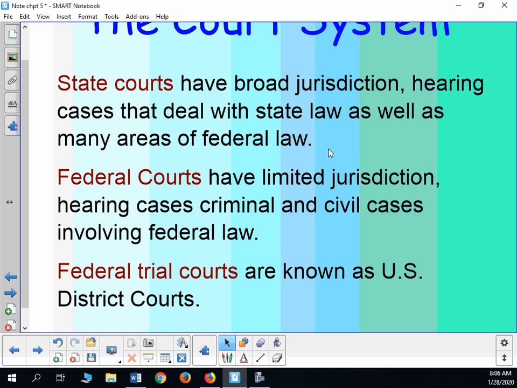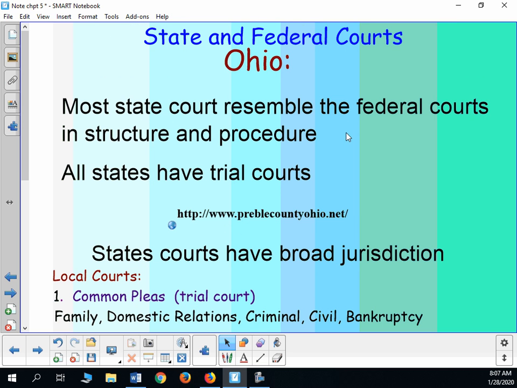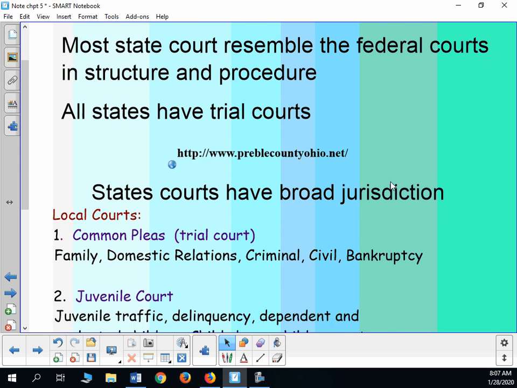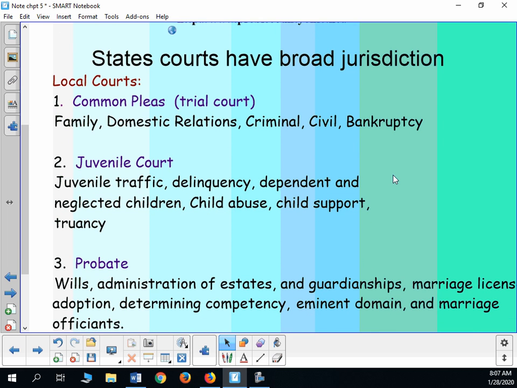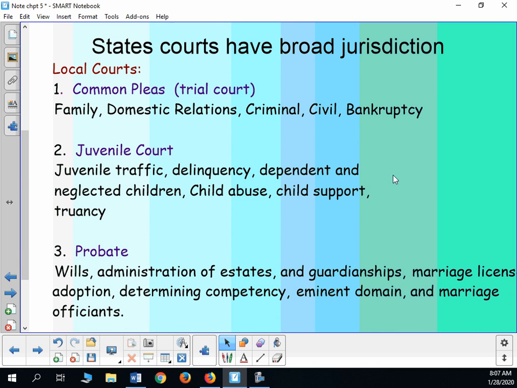State courts are those courts that can be local, but state courts can also include a state Supreme Court and state district courts or appeals courts. So Ohio, let's look at this. Most states' courts resemble federal courts in structure and procedure. All states have trial courts. Now, here we go. State courts have broad jurisdiction.